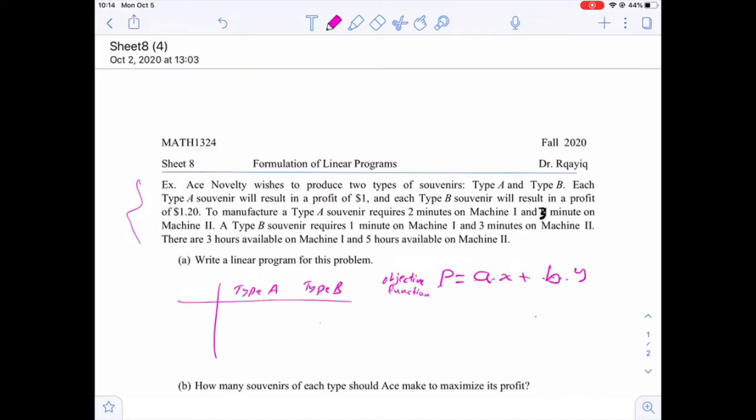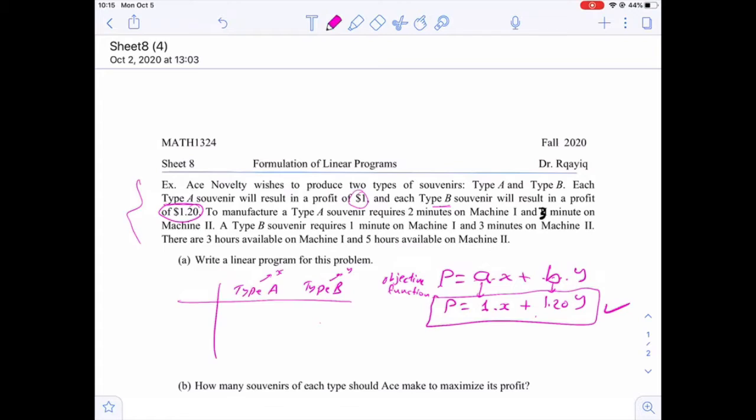So here we have $1 for type A, so $1 for each item. So A is 1 times X, because X are the items of type A and Y are the items of type B. Plus, and each type B souvenir will result in a profit of $1.20. So this is B. Now we have a profit function or objective function written as 1x plus 1.20y, where A and B are the profits of each unit of each type. Good. So this is the objective function. Now we need some constraints.